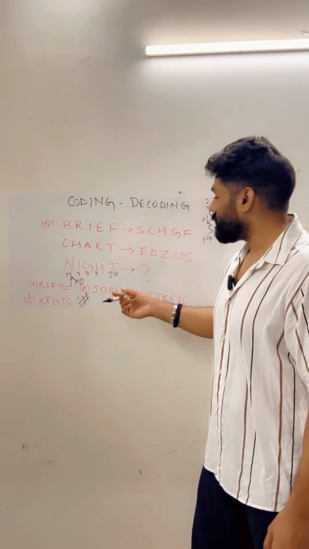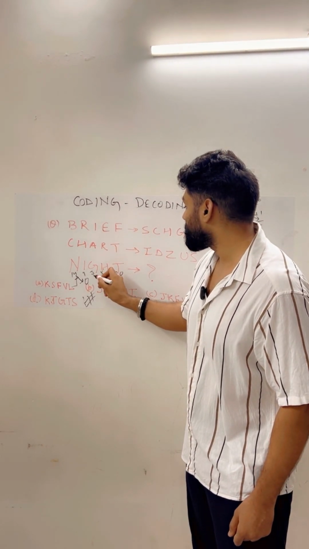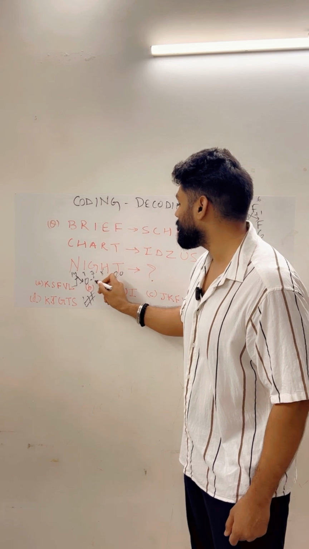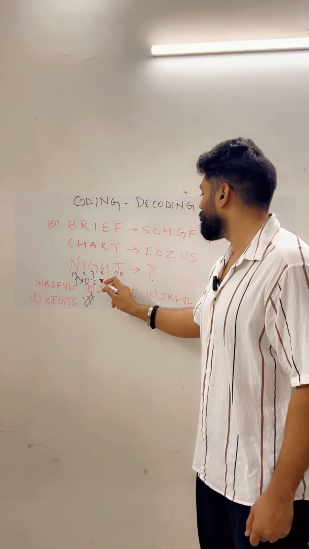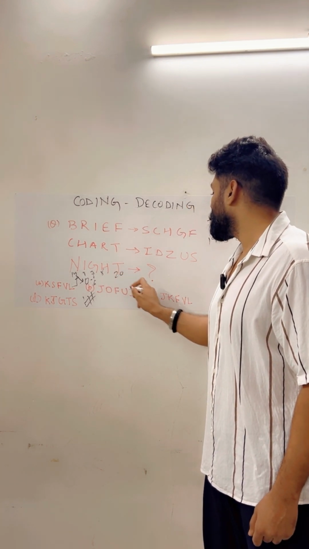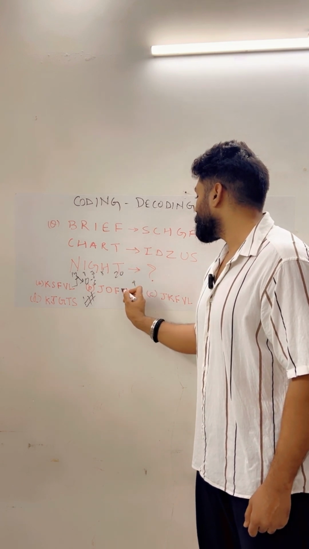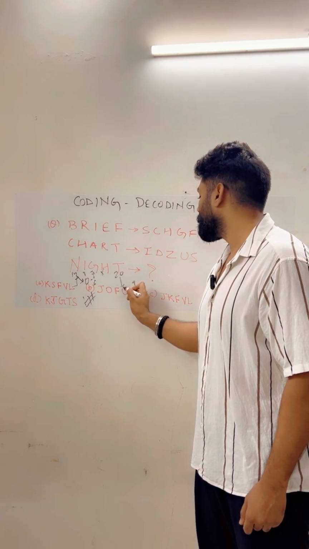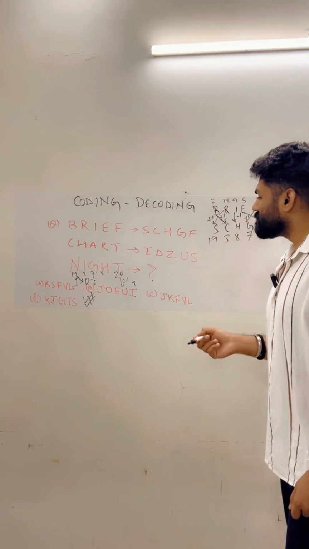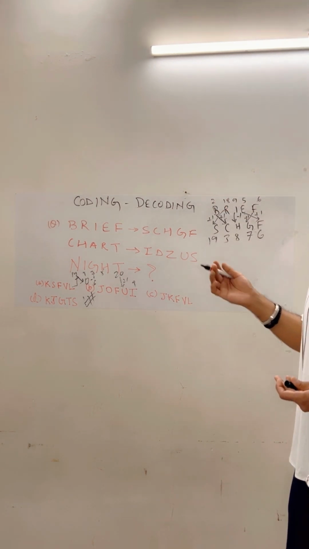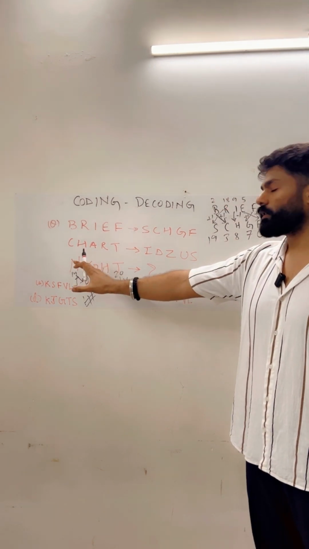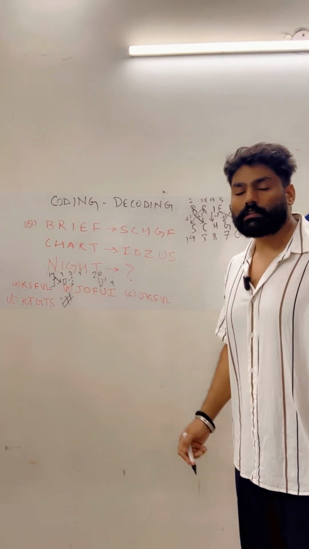We can solve it if you want. Like G is 7, minus 1 is 6, that is F. And H is becoming I, 8 is becoming 9, and T is becoming U, 20 is becoming 21. So you don't have to solve the whole question. You just have to see the first two alphabets and you can easily reach your answer.